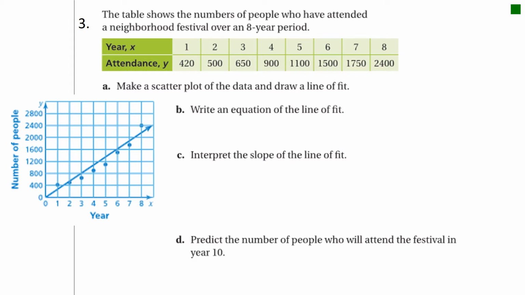All right, now let's get to the big picture. Now we have those little details that we needed to know. Let's get to the big picture. This table shows the number of people who have attended a neighborhood's festival over an 8-year period. The first thing that I need you to be able to do big picture wise is make a scatter plot. So for this first one, I've already done it for you. When you're making your scatter plot, it's super important that you label and tell me what units you're going by for both x and y, okay?